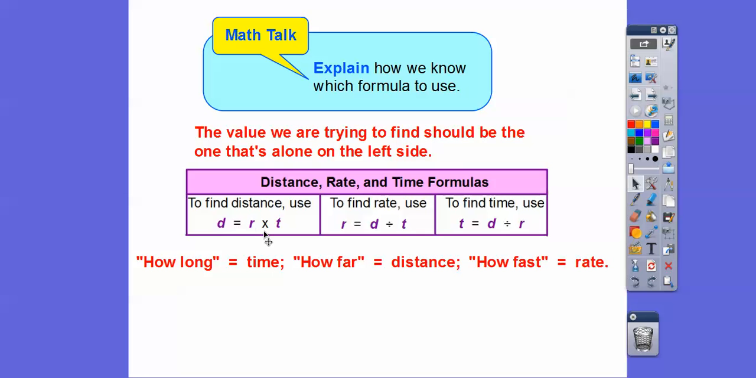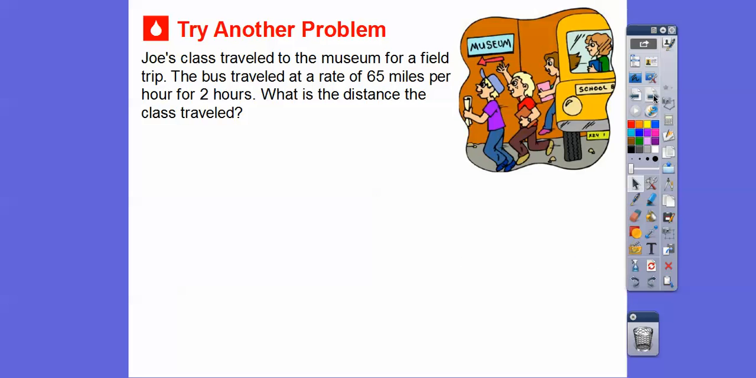So we'd use this formula. And then if it asked how fast, that's a rate. How fast are you going? That would be a rate. So we want what the question's asking, we want the letter all by itself on the left-hand side right there. Okay. All right. So here's another one.